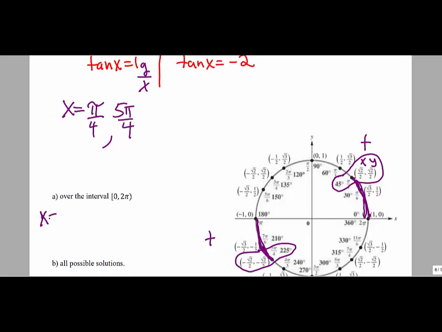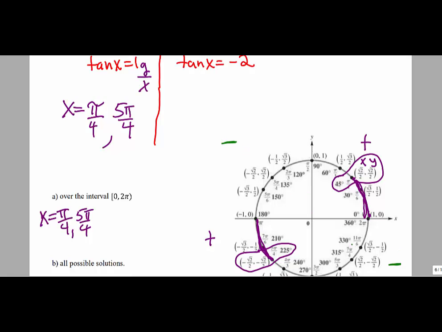So let's list out those 2 solutions. So we have pi over 4, 5 pi over 4. And we actually have one more equation to solve, and this is a tangent value that we're unfamiliar with. We know that we're going to be looking in quadrant 2 and quadrant 4, because that's where tangent is negative. So we're looking for angles in quadrant 2 and in quadrant 4.